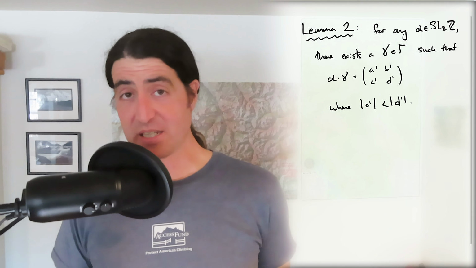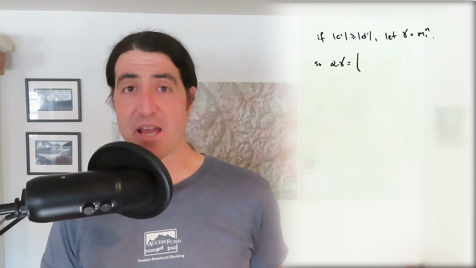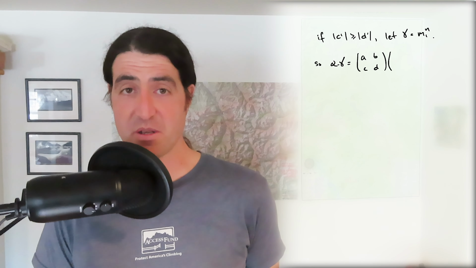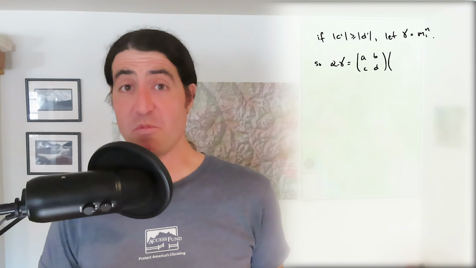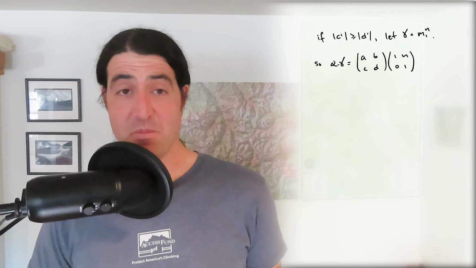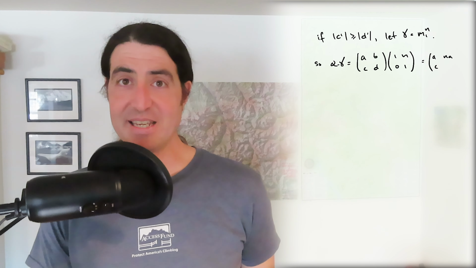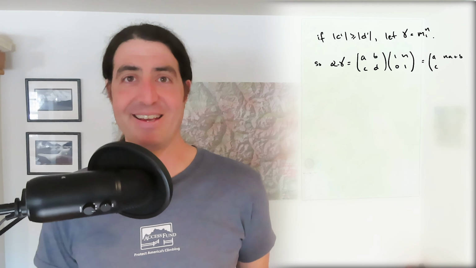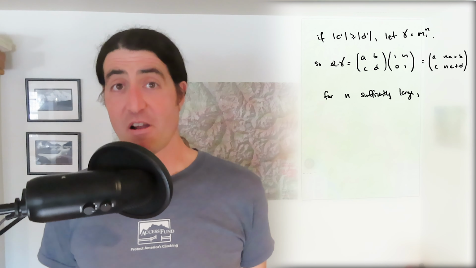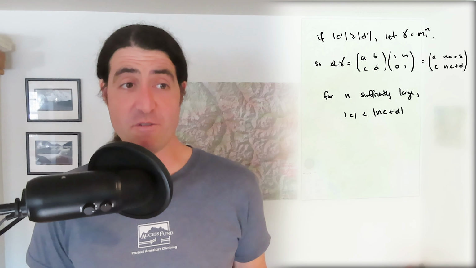Okay, proof. Here we go. It suffices to consider the case where the absolute value of C is greater than or equal to that of D. In such a case, simply multiply by M1 to the nth power for some integer n. So now the bottom row becomes C', C' times n plus D'. In other words, C is left alone, and then D' gets shifted by n times C'. And so clearly we can choose n to be sufficiently large so that we can enforce the requirements of the lemma.